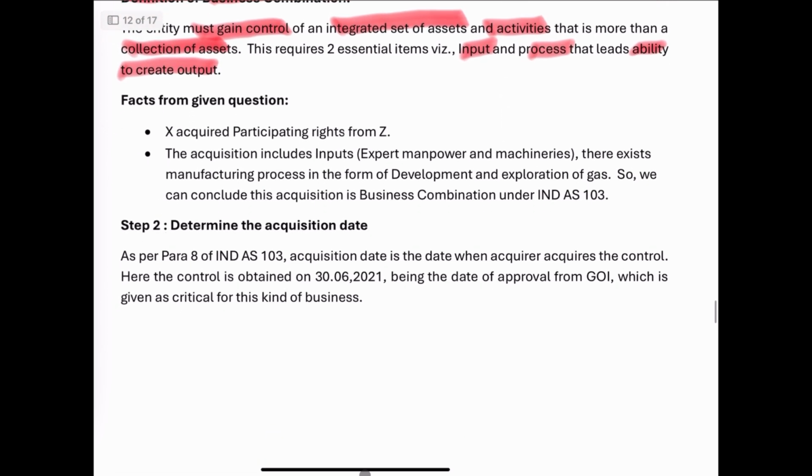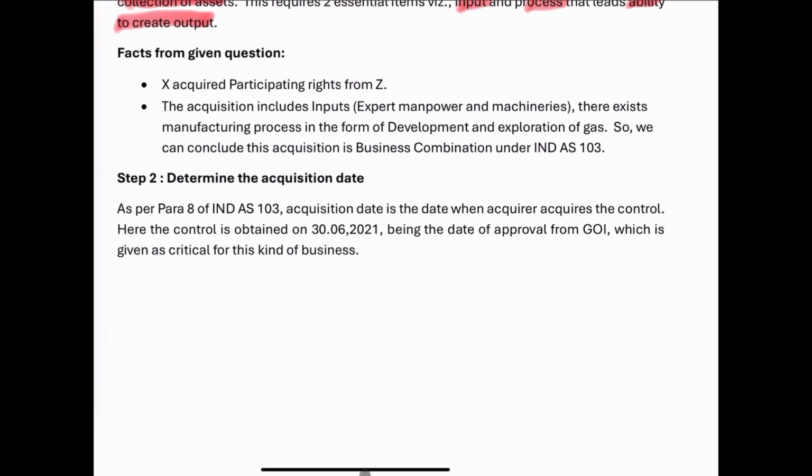Okay, so now let's analyze facts from the given question. Here X acquired the participating rights from company Z. The acquisition includes input because it has been given that the specialized expert manpower and machineries are part of the JV and a share of JV is being taken over. So we can conclude there are inputs, and there exists a process as well because the mining activities are being taken over. Development and exploration of gas activity would be a process. So we can also conclude there is a process.